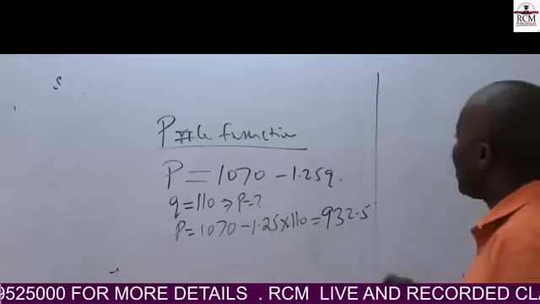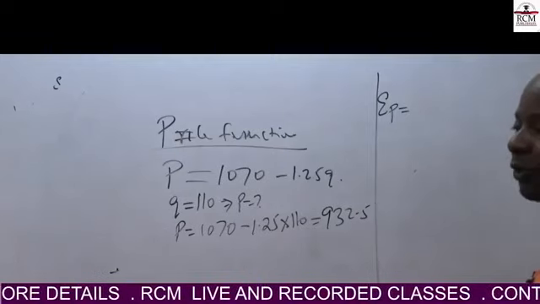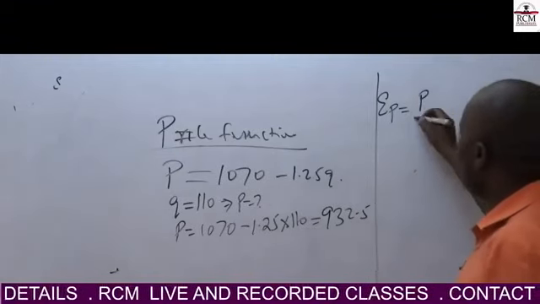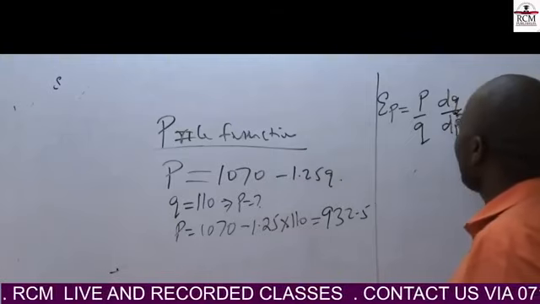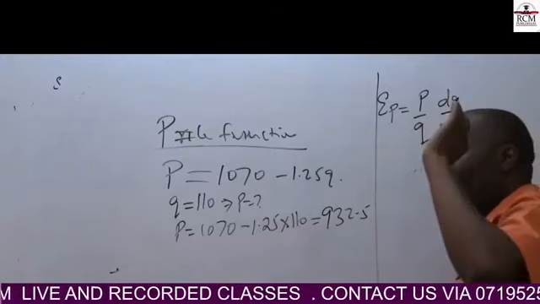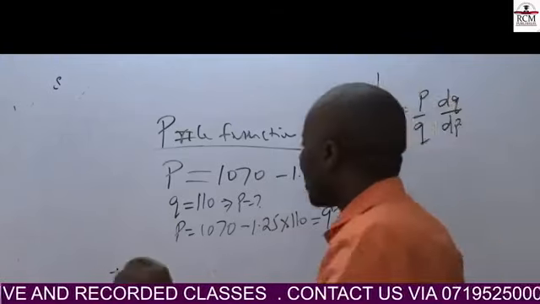Now, once I have that, it's point elasticity. Once I have that, ladies and gentlemen, I'll remember the formula of point elasticity. Point elasticity is P over Q times dQ over dP. There is something I forgot up here: you need to differentiate the price function.